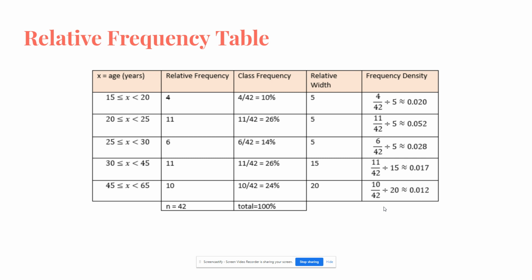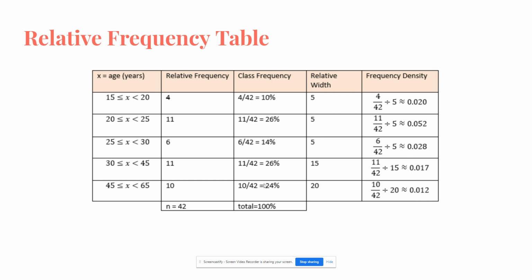Okay, so we can make a whole table out of that. Here's the same information. We have the people ages 5 to 20, 20 to 25, 25 to 30. Those are all with a width of 5. And then we jumped 30 to 45, that's a distance of 15. And then 45 to 65, that's a distance of 20. So we had all this information in that table. 4 people were age 15 to 20, 11 were 20 to 25, 6 were 25 to 30, 11 were 30 to 45, and then 10 were 45 to 65, okay?